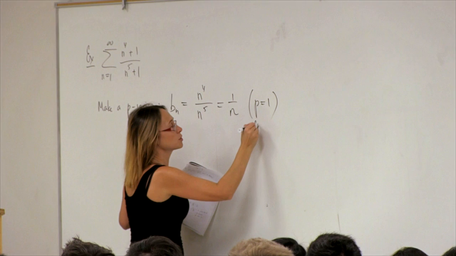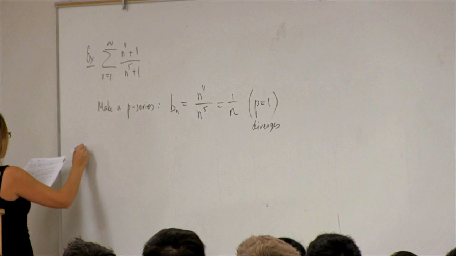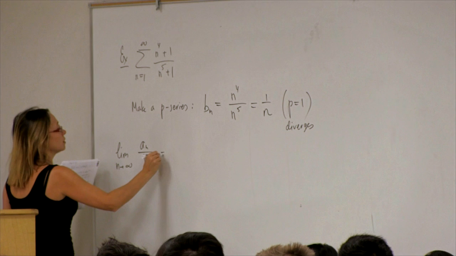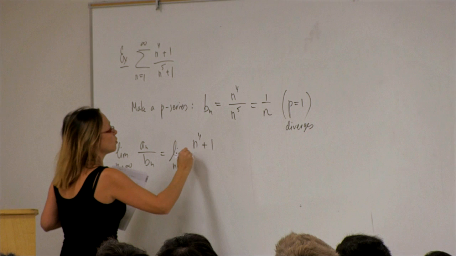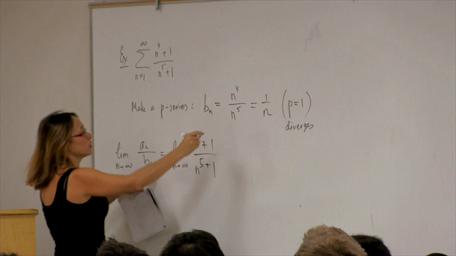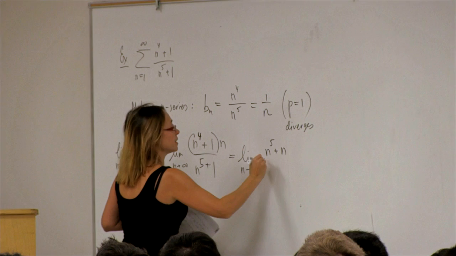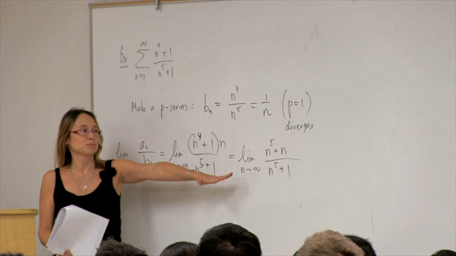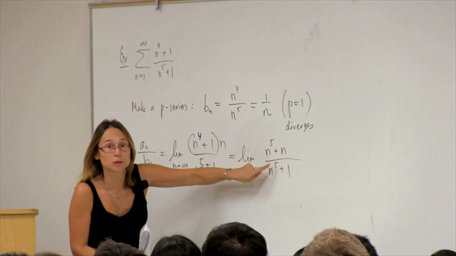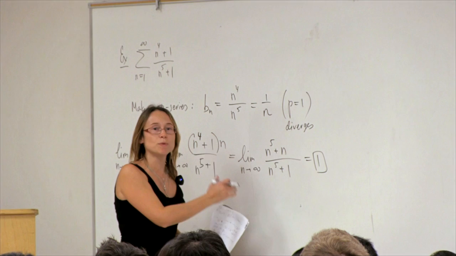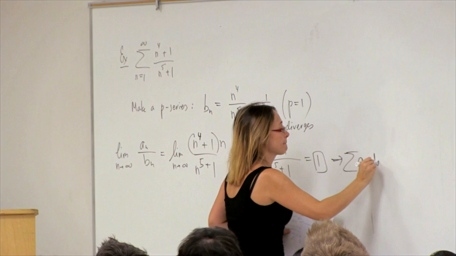Now, for the comparison, I can just take the limit of a n over b n. The limit of n to the 4 plus 1 over n to the 5 plus 1, divided by 1 over n. So I multiply by n here. Let me multiply through by the first power of n: n to the 5 plus n over n to the 5 plus 1. What's the answer without doing any more calculations? It's 1, the coefficient in front of this divided by the coefficient in front of this. So it's not 0, it's not infinity. The two behave the same. This one diverges, then a n diverges too. Questions? Okay.